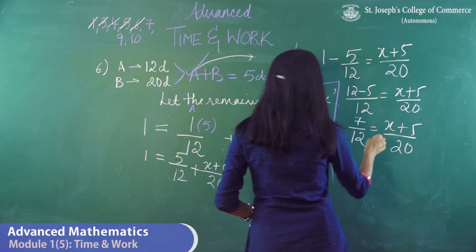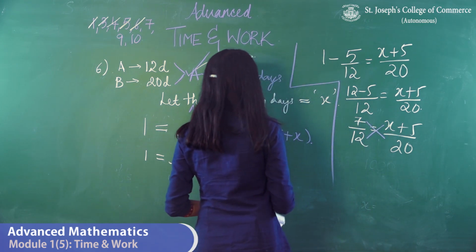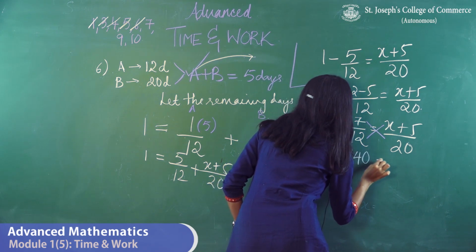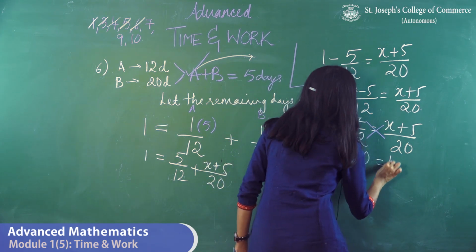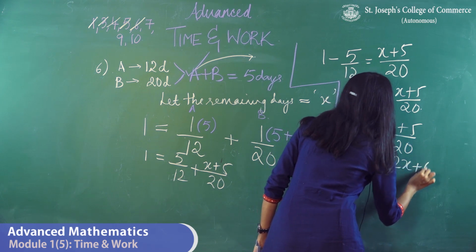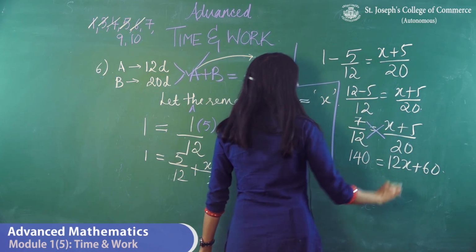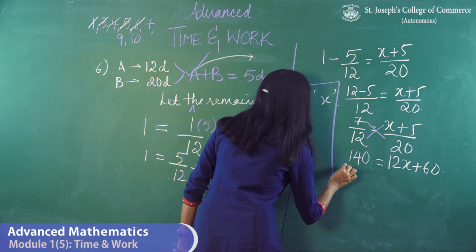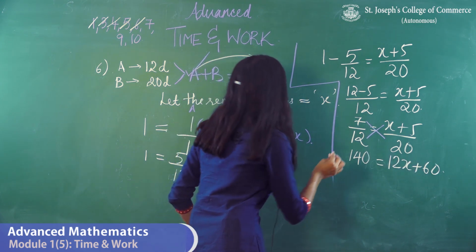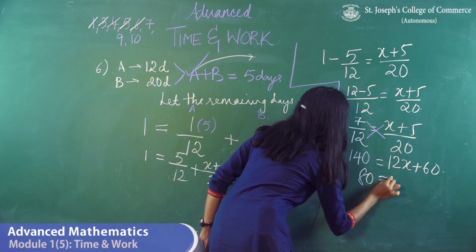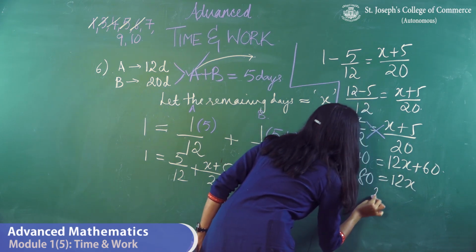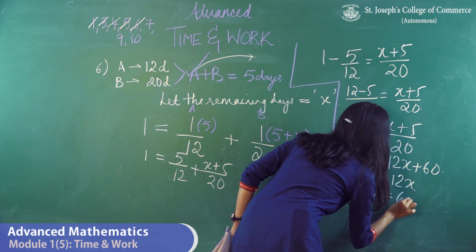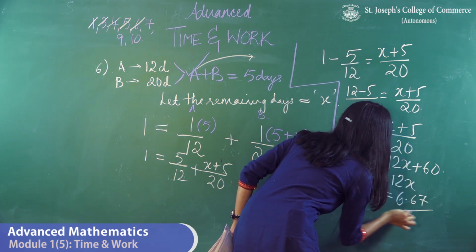At this stage, the only thing you can do is cross multiply. 7 into 20 is 140 and 12 into X plus 5 would give you 12X plus 60. Take 60 to this side because constants on one side and variables on the other. 140 minus 60 is 80 is equal to 12X. Therefore, X is equal to 6.67 days.